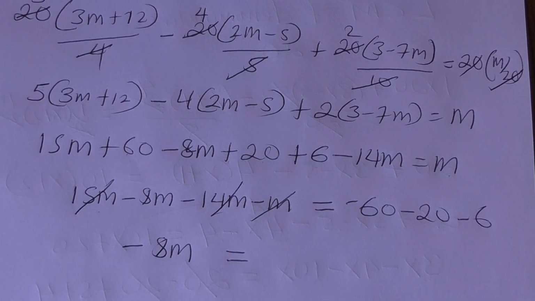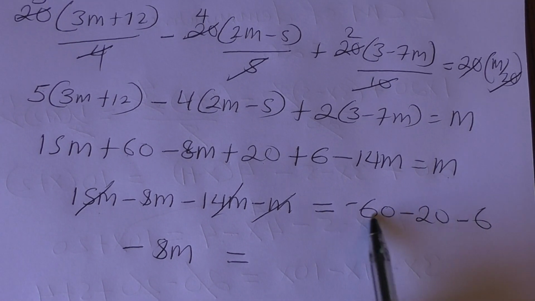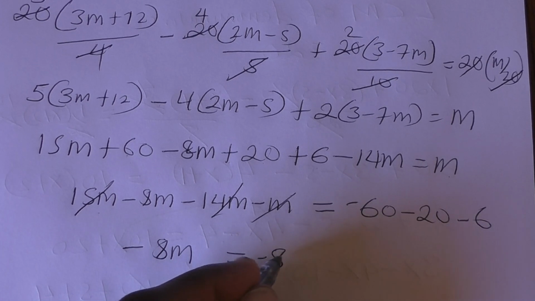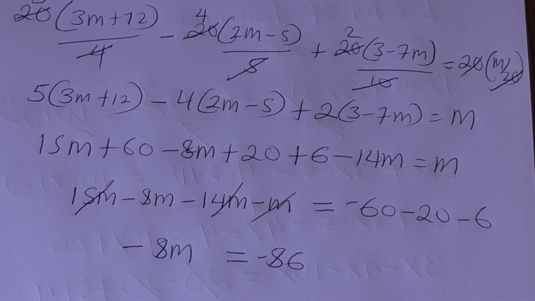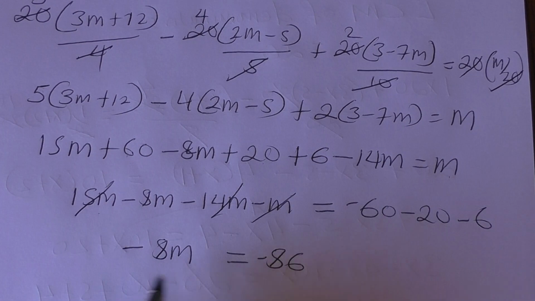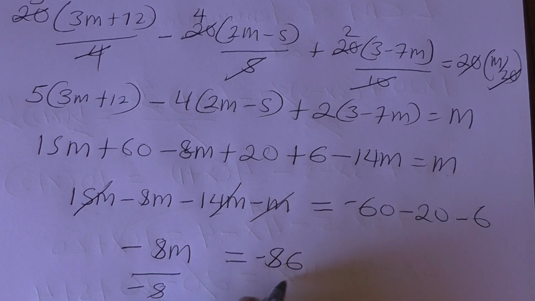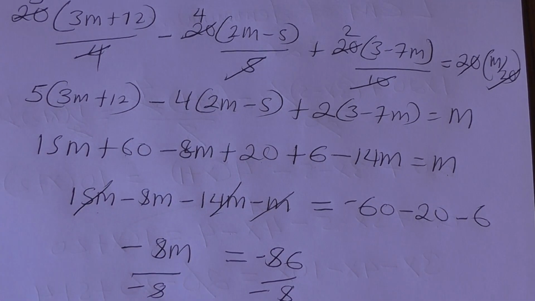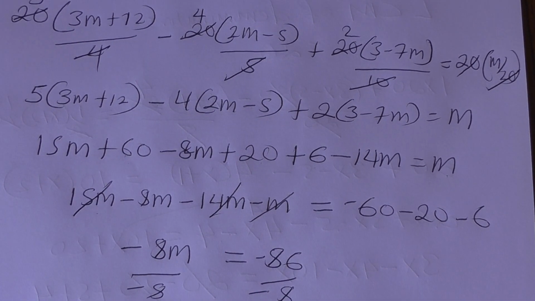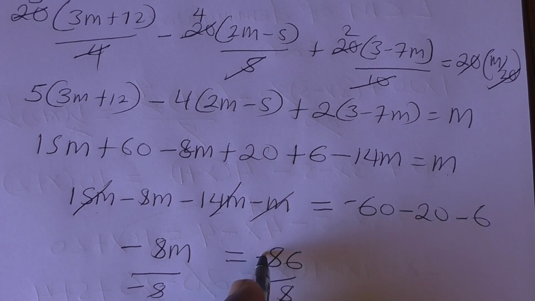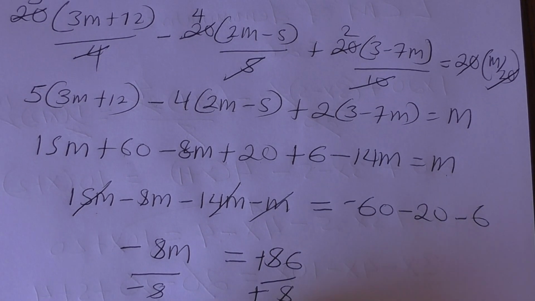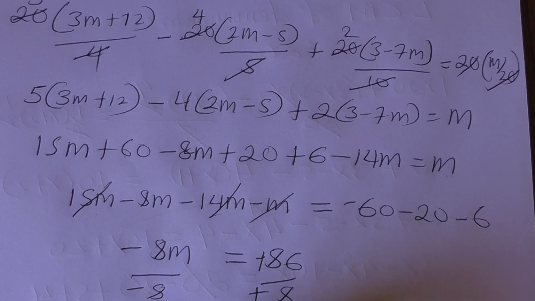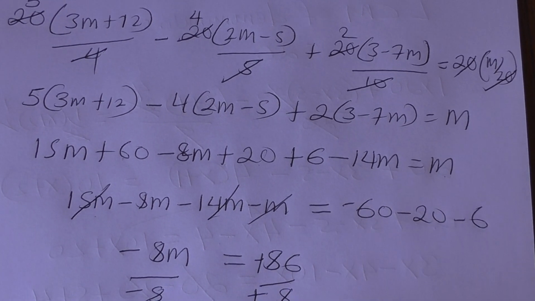Equaling to negative 86. So we divide by negative 8, negative 8. m is given by, we can express this as a fraction, which is 10 whole number 6/8.